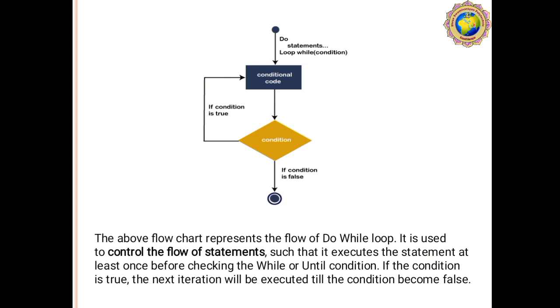The above flowchart represents the flow of the Do While loop, and it is used to control the flow of statements such that it executes the statement at least once before checking the While or Until condition. If the condition is true, the next iteration will be executed till the condition becomes false. The Do loop concept is a very important concept for the GTU exam, and this concept is asked in the GTU exam for either 3 marks or 4 marks. So dear students, you have to study this topic with concentration. This is our flow chart about the Do While loop.